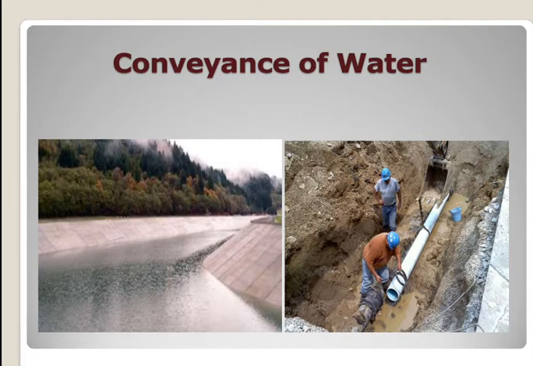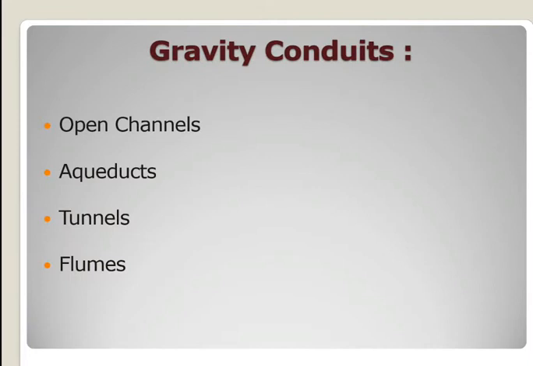Now we will see what the different types of gravity conduits are. These are as listed here. These are the various types of gravity conduits. One is the open channels, then we have the aqueducts, then tunnels and flumes.